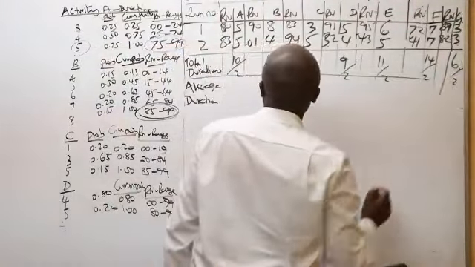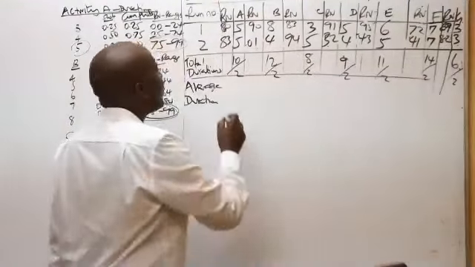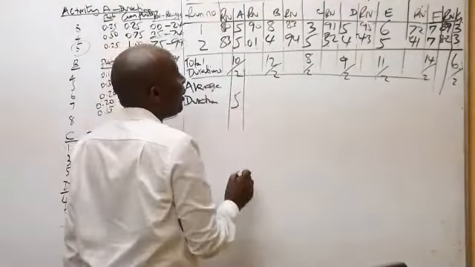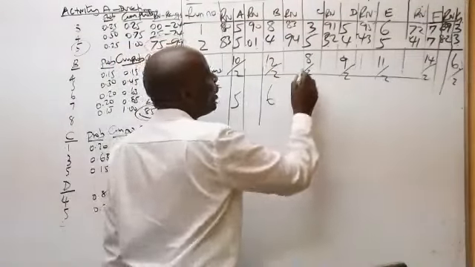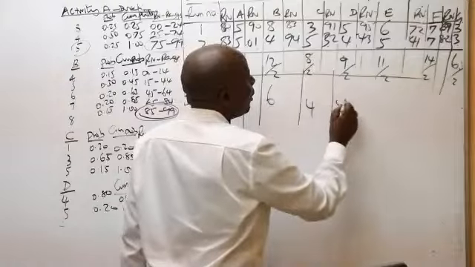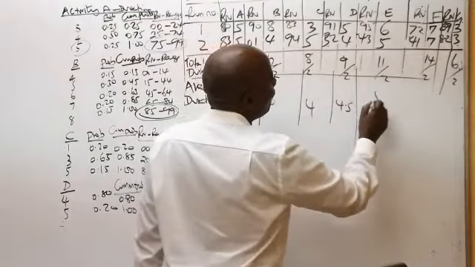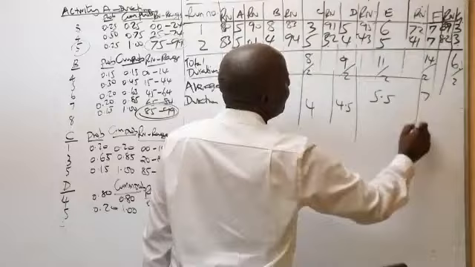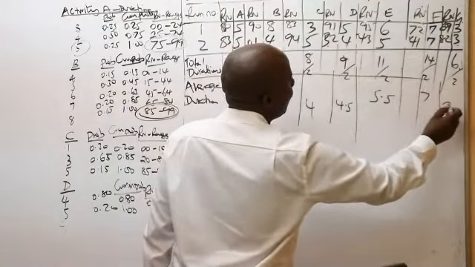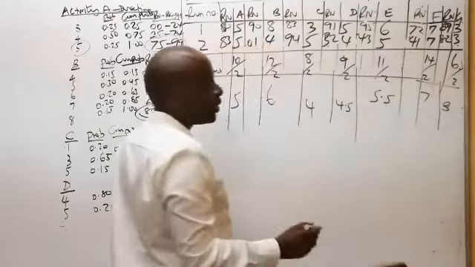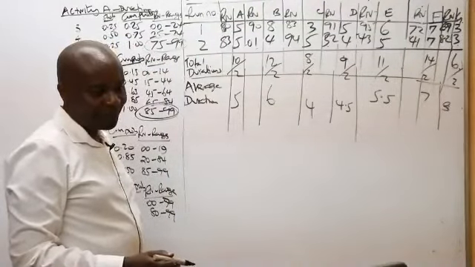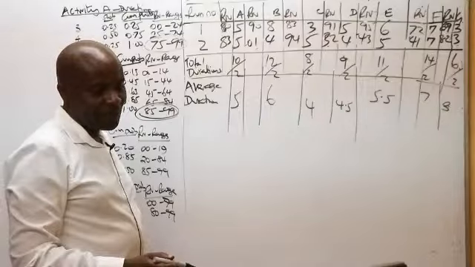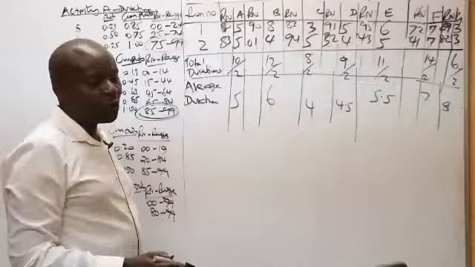Na mimi nazijua sana hizi. Average duration ya kwanza itakuwa ni 5. Ya pili average itakuwa ni 6. Ya tatu itakuwa ni 4. Hii itakuwa ni 4.5. Hii itakuwa ni 5.5. Hii itakuwa ni 7. And then lastly, we have 3. So those are the average durations.